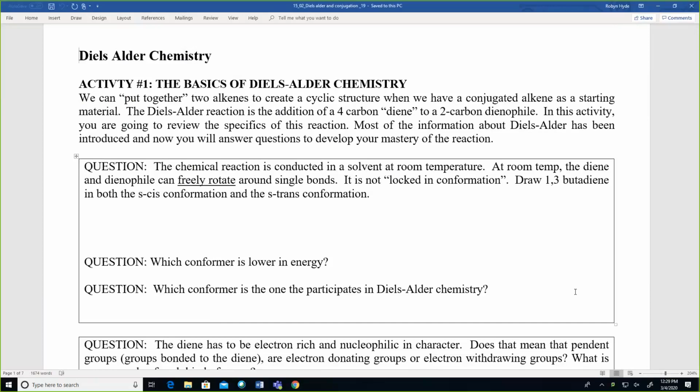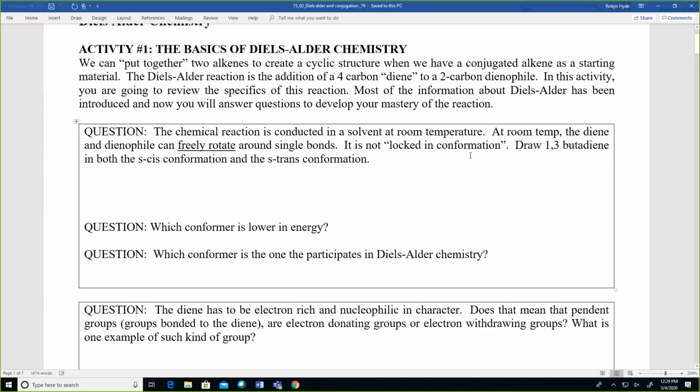Okay, so for the first set of activities, as we dive a little bit deeper into Diels-Alder, we need to make sure that we totally understand what the diene looks like, what the dienophile looks like. So the very first question: the chemical reaction is always conducted in a solvent. Our solvents are hexane and ethyl acetate, and this is done usually at room temperature. The diene and the dienophile can freely rotate. It's not locked. And so then I want to make sure we can draw the conformers of one substituted diene.